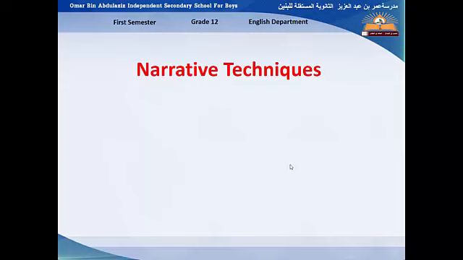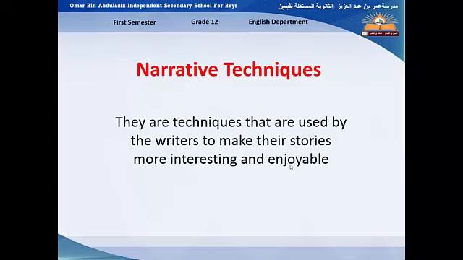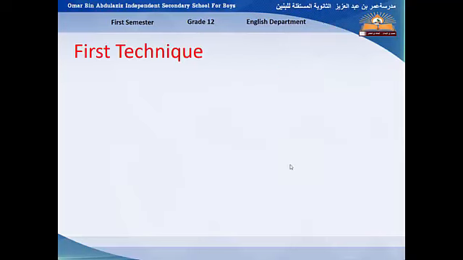Second part of narrative writing is the narrative techniques. Narrative techniques, what are they? They are techniques that are used by writers to make their stories more interesting and enjoyable. First technique that the writer should use, type of narration.